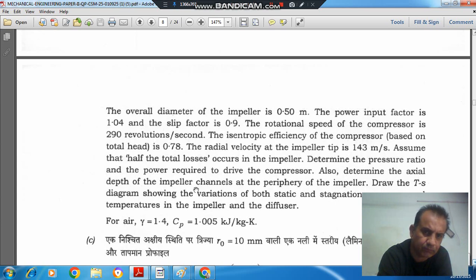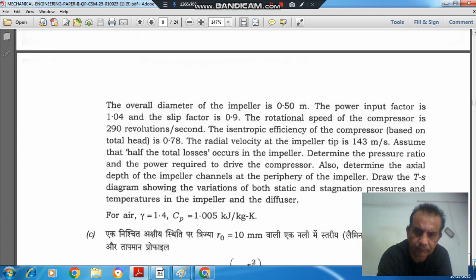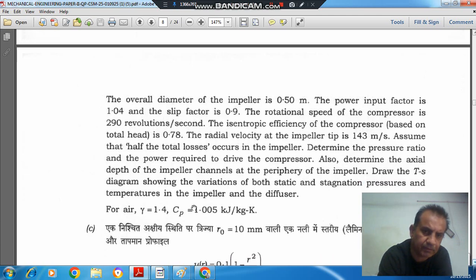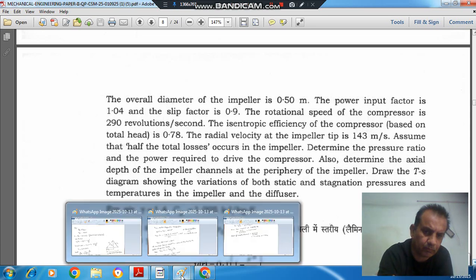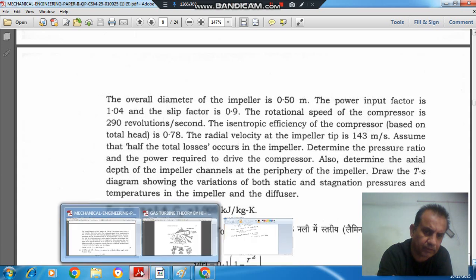Also determine the axial depth of the impeller channel at the periphery of the impeller. Draw a T-S diagram showing the variation of both static and stagnation pressure and temperature in the impeller and the diffuser. For air, gamma is equal to 1.4, Cp is equal to 1.005 kilojoule per kilogram per degree Kelvin.